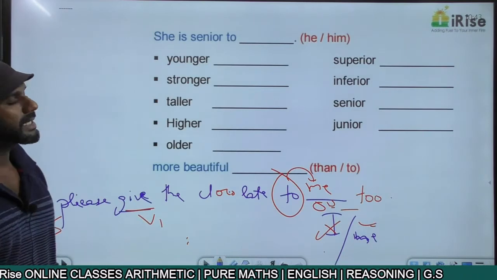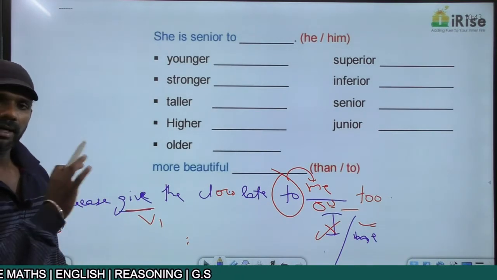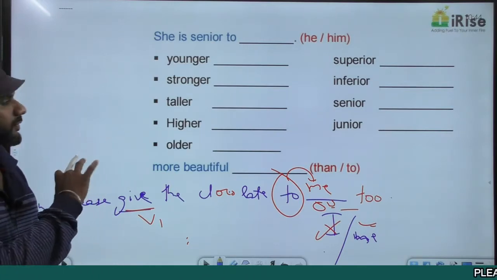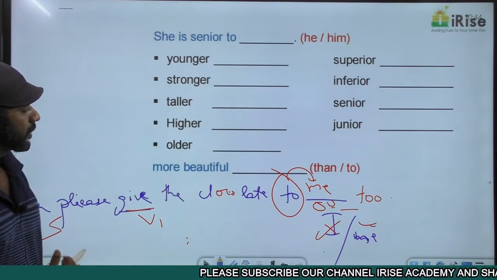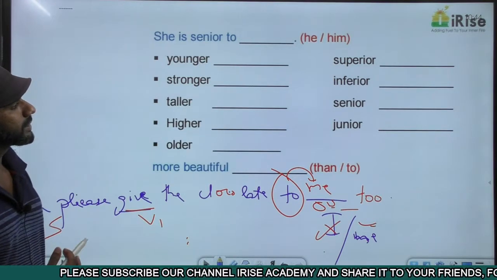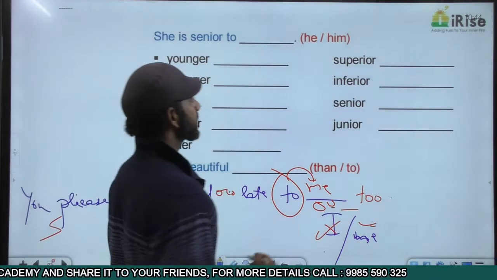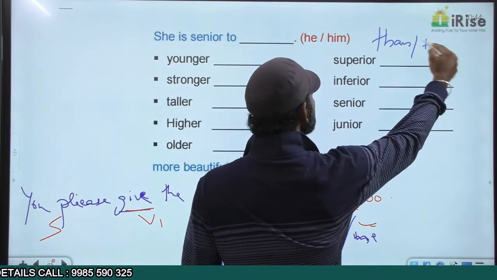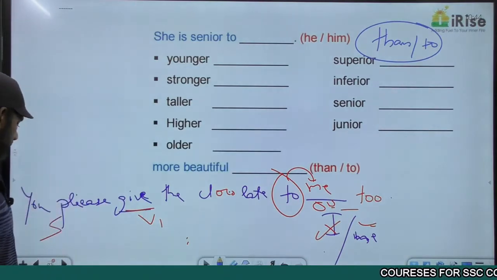Come to the statement now. She is senior to dash. Options are he, him. I'll come back to the statement. Before that, I've gone for some words here: younger, stronger, taller, higher, older, more beautiful, superior, inferior, senior, junior. Our task is, we're going to fill these blanks with than or to.